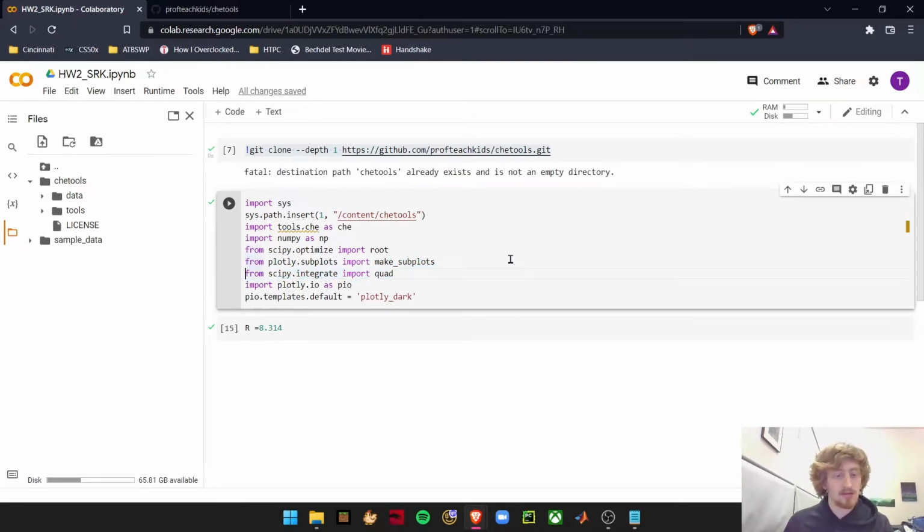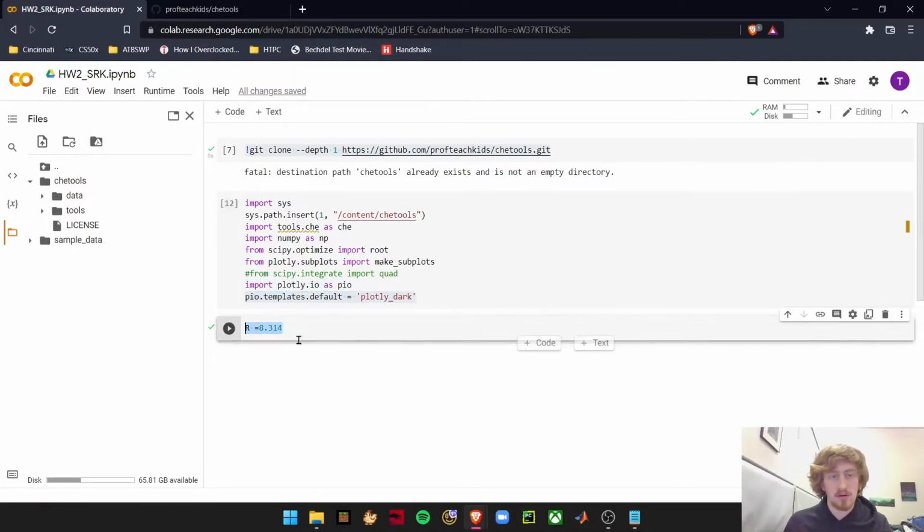We're actually not going to be using it in this video. We're going to be using it later on when dealing with Maxwell constructions, so we can go ahead and comment that out. And then we're going to import Plotly as PO, and finally we have just a dark template for our plots. And then, of course, our R value, which we are going to be using often.